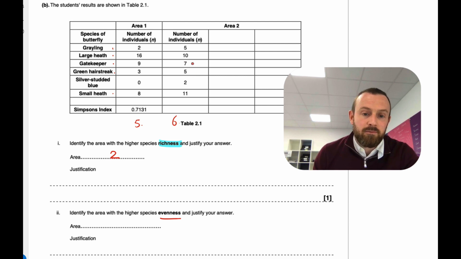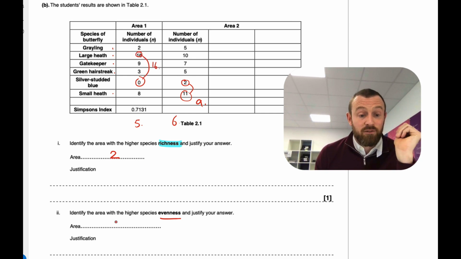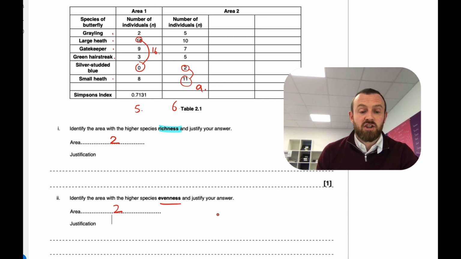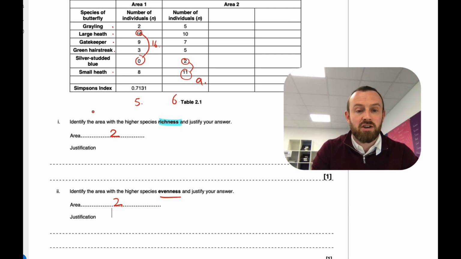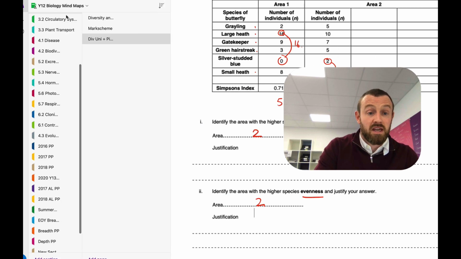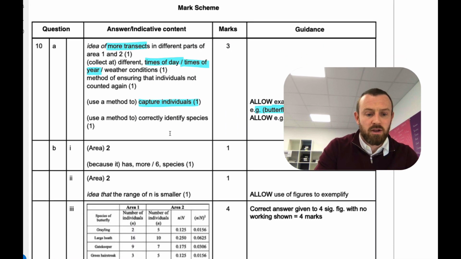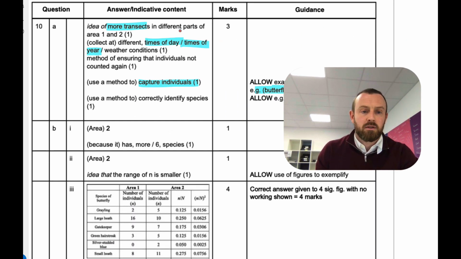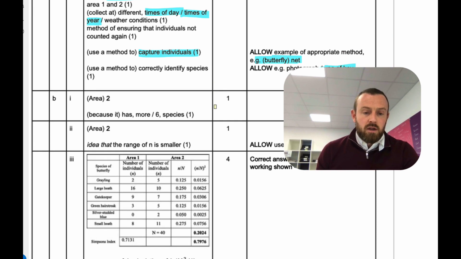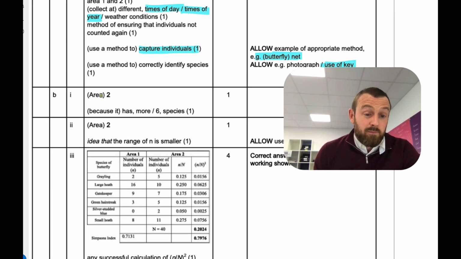So the evenness can be measured as the range. From here, we've got from 2 to 11, which is a range of 9. And here we've got from 0 to 16, which is a range of 16. So there's a greater species evenness in Area 2, but then the justification is something like the range of the number of individuals is lower. Let's look at the mark scheme to make sure that we say it the right way.